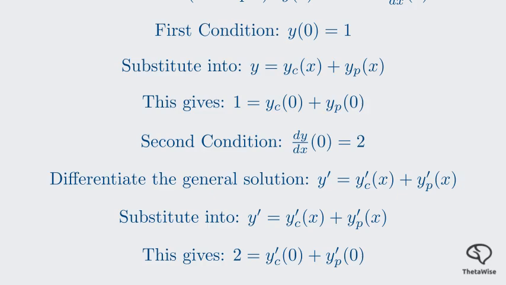Solve this system to find the exact values of a and b. Once you have them, substitute them back into your general solution to get the particular solution. It's time to put our procedure into practice. Let's tackle example 422 from your notes.